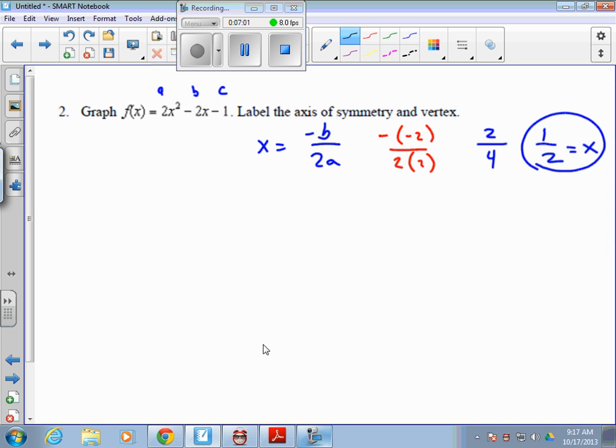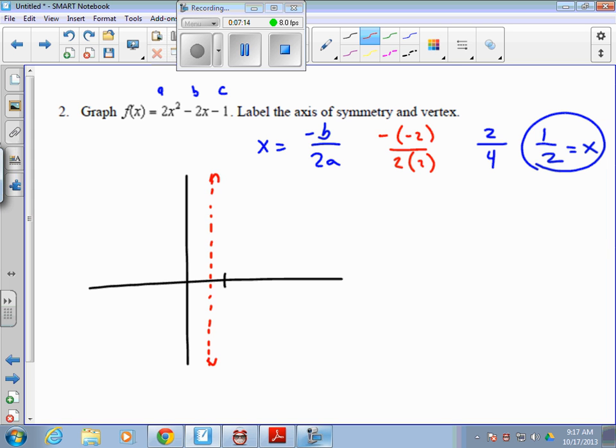So if we were to show our line of symmetry, it's positive 1/2. So halfway between 1 and 0 is your line of symmetry. That's the first thing you do. Draw your line of symmetry. Then find your y value in order to find your vertex.